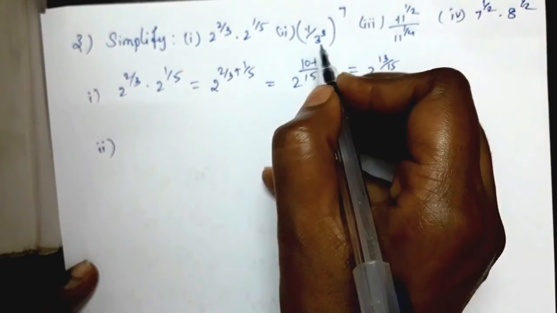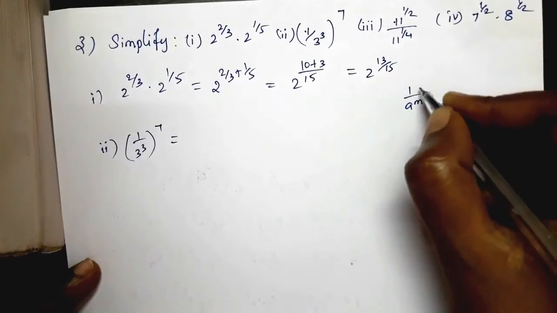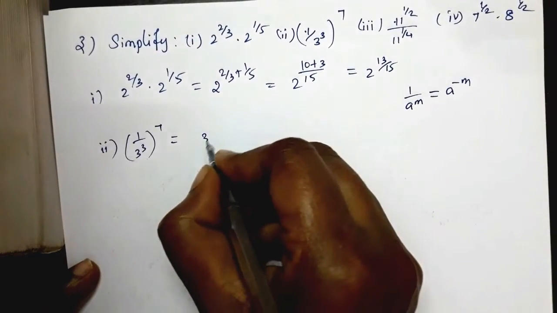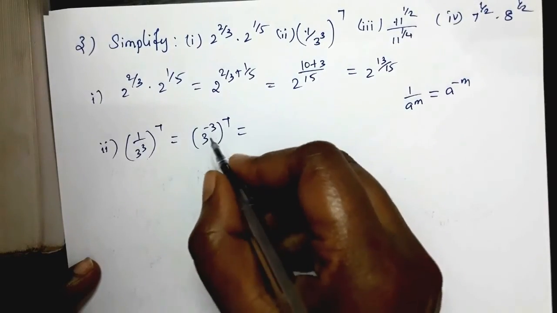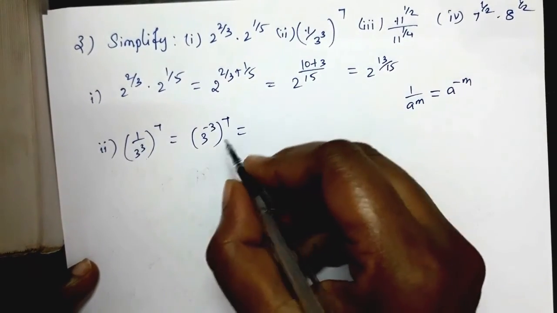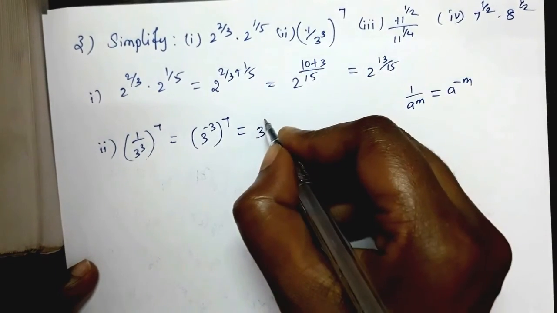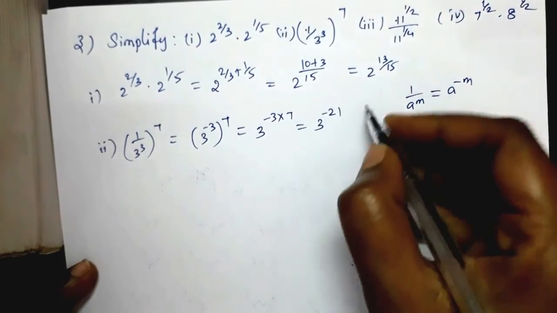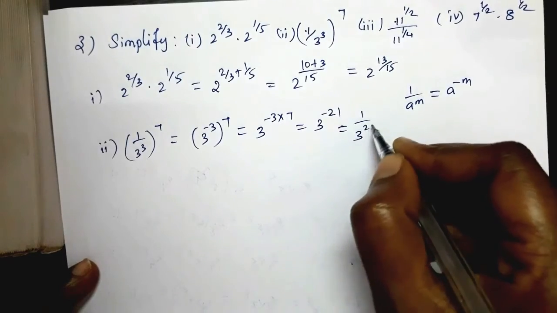Next one, 1 by 3 cube the whole power 7. Already we know that 1 by a power m equal to a power minus m. So 3 power minus 3 the whole power 7. Now it is in the form of a power p the whole power q. So already we know that a power p the whole power q equal to a power p into q. So 3 power minus 3 into 7. So we will get 3 power minus 21. Now this is written as 1 by 3 power 21.